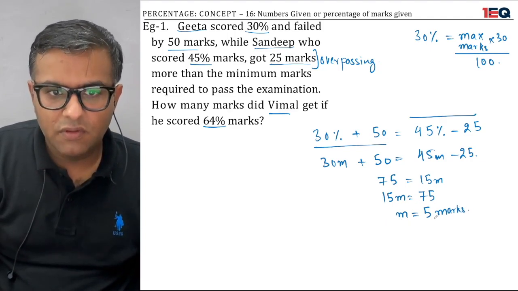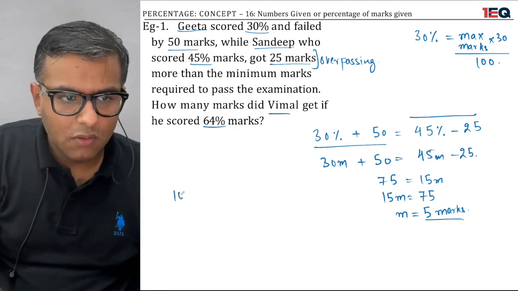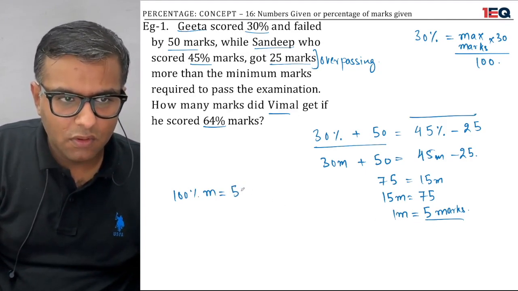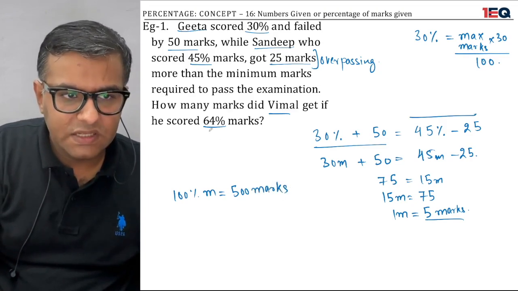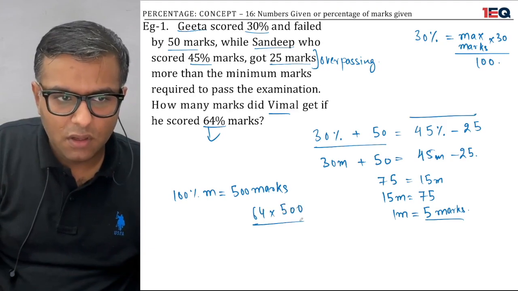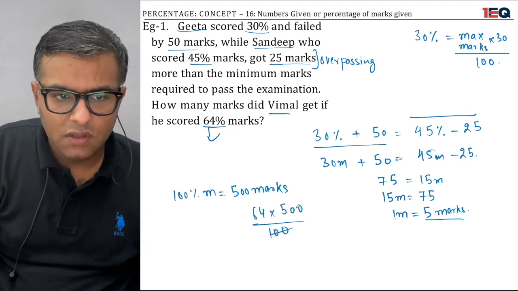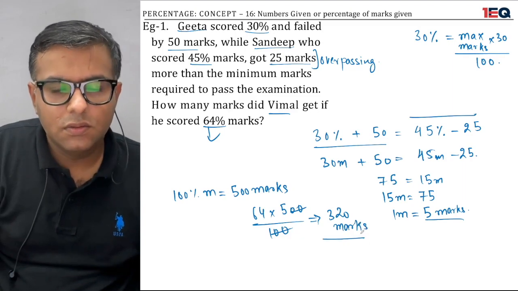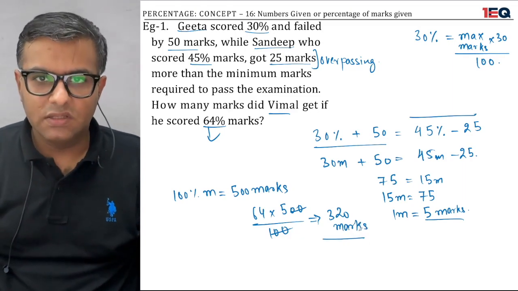Okay, the value of m can be 5 marks. Now 100% m, this is 1m. Okay, 100% m is equal to 500 marks, and the question says what is 64% m? So 64% m is 64 multiplied by 500 upon 100, which is 320. Okay, so 320 is the final answer.